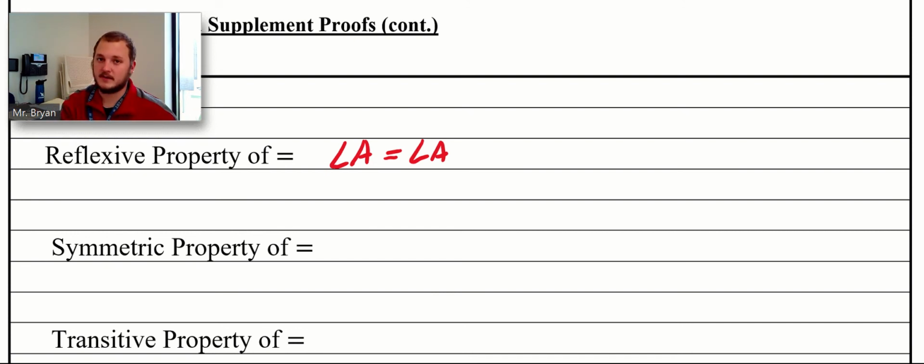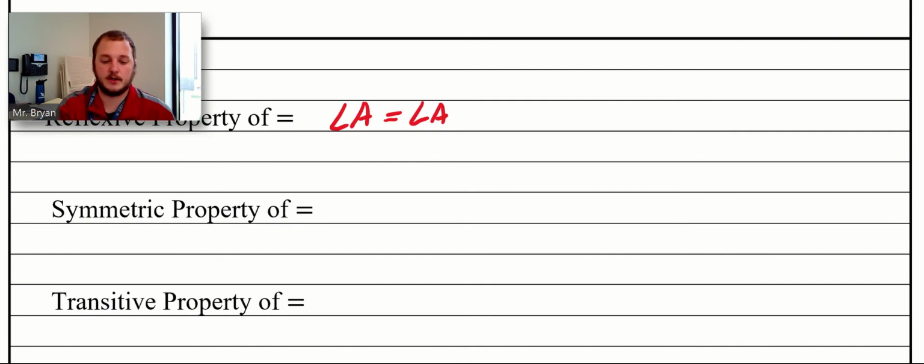And it might seem obviously very straightforward, and why do we need a property for this? We will be using this kind of property later on, like I said, in this unit and in units to come as well. So reflexive property, all it says is some angle or some segment, whatever we're talking about, is always going to be equal to itself. Okay, fairly straightforward.